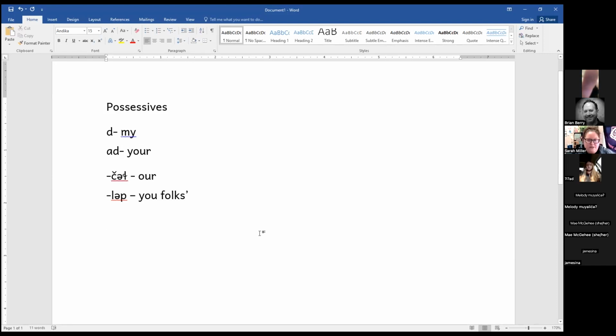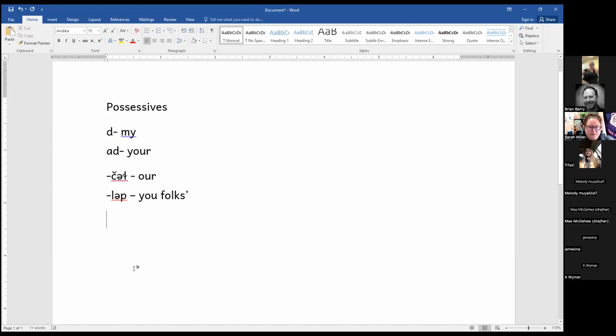So what word can we use? Let's use our word for mother, skoy. This is a noun, and we put possessives on the noun, right? And that goes in front.